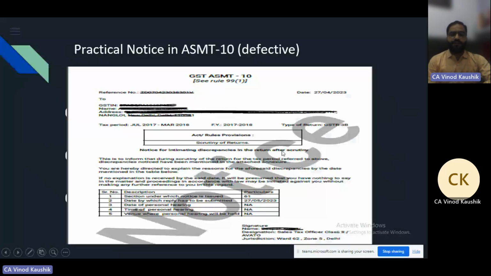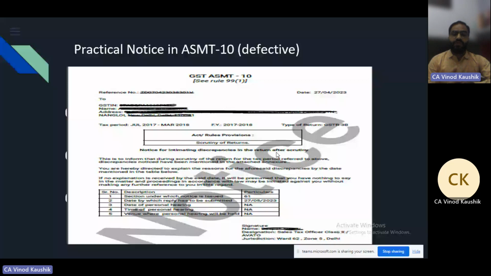Now, in this case, my officer, with due regards to him, is trying to conduct the audit through ASMT 10. So this cannot be done. My request to all the officers is that if you want to start an audit under section 65, please take prior approval from the assistant commissioner so that the audit under section 65 can be started.